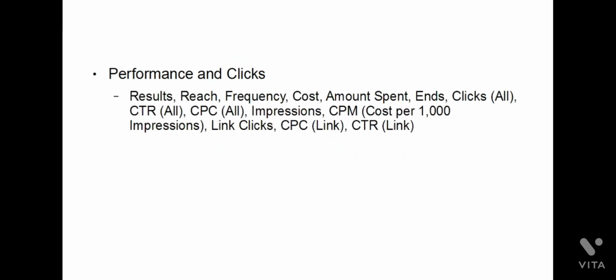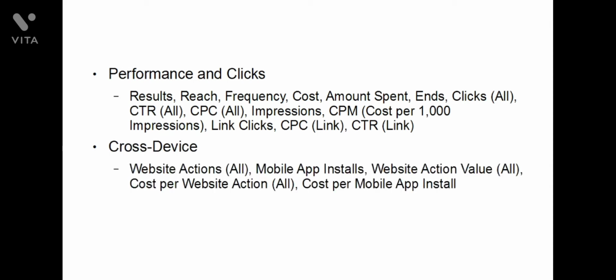Then there's performance and clicks. You can track the results, reach, frequency, cost, amount spent, clicks, click-through ratio, cost per click, impressions, CPM, link clicks, CPC per link, CTR per link. Then cross-device, you've got website actions, all of them, mobile app installs, website action value, cost per website action, cost per mobile app install.